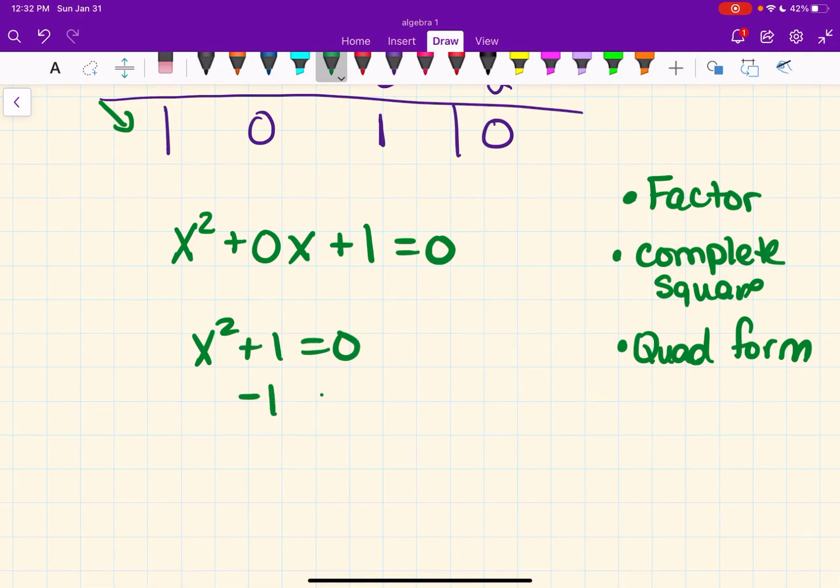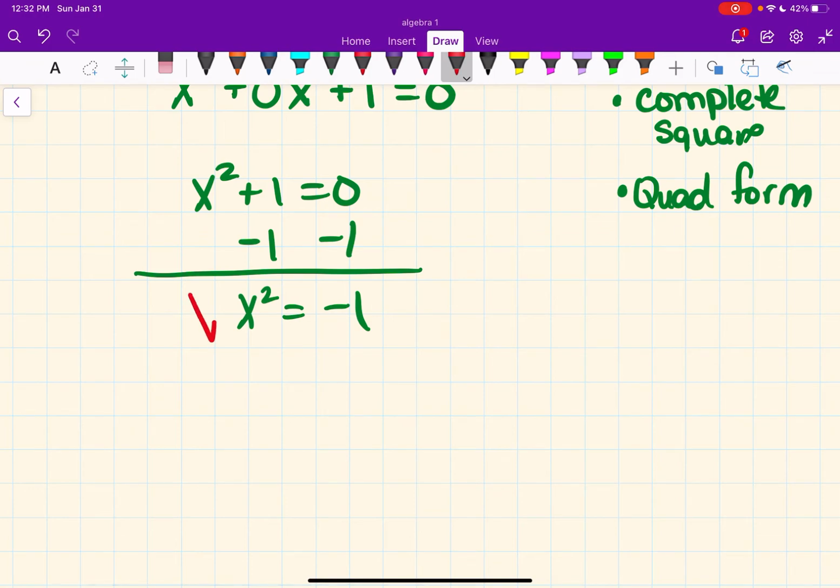So I'm going to subtract 1 from both sides. X squared equals -1. I'm going to square root both sides. Remember, square rooting results in 2 answers. X equals, well, what's the square root of -1? It's i, so plus or minus i.